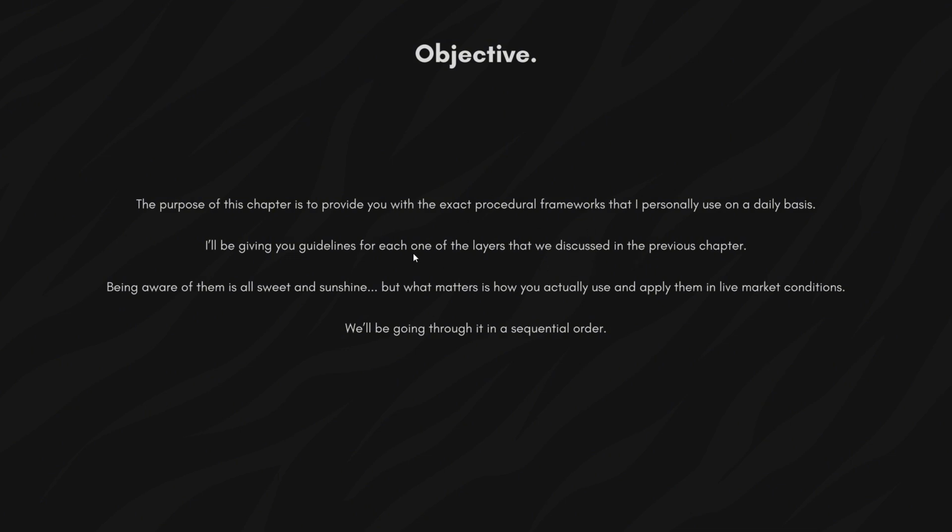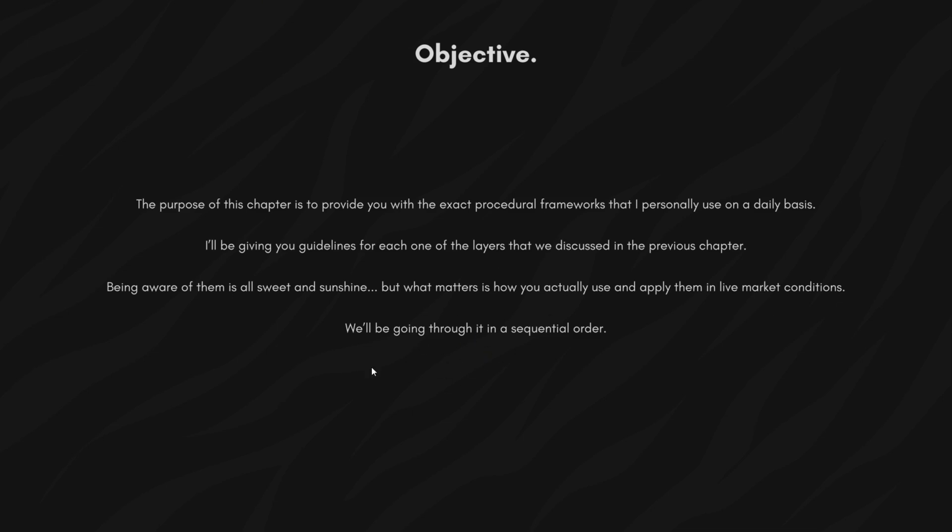And this isn't going to be just some random, vague, step-by-step setups or protocols. Instead, this will be the actual stuff that I actually follow every single day. Okay? Now, being aware of the layers and the theory behind them is all sweet and sunshine and butterflies, but what matters is how you actually use and apply them in live market conditions.